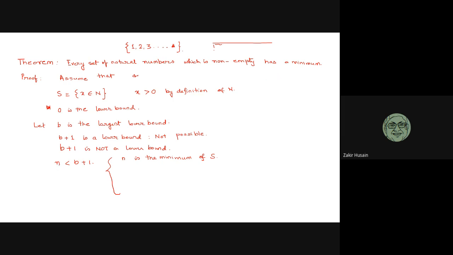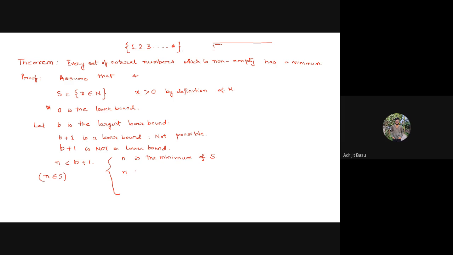So if you are defining n less than b plus 1, this n can be within this set. It's possible. So if n is within the set, it is the minimum, so there's nothing to prove. But sir, what is the definition of n? Now n is a number which is less than b plus 1. Any natural number? Okay.